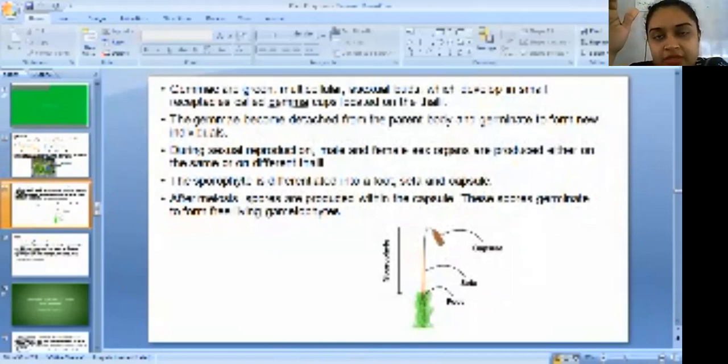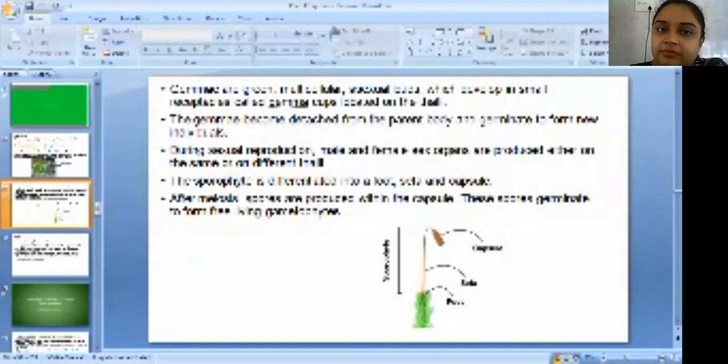In its sporophytic stage, it develops foot, seta, and capsule. If you remember, the foot is at the base of the stalk, then the seta develops, and at the end the capsule develops. What will the capsule contain? Spores. So the gemma becomes detached from the parent body and germinates to form a new individual.